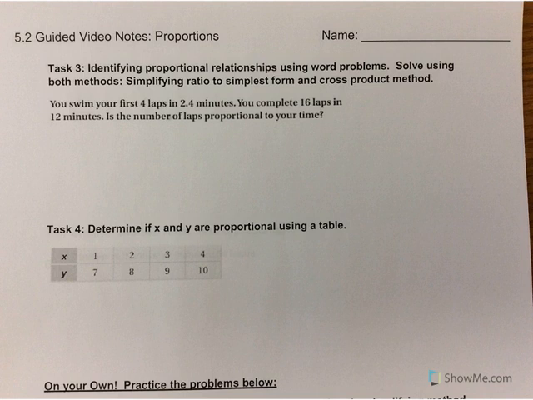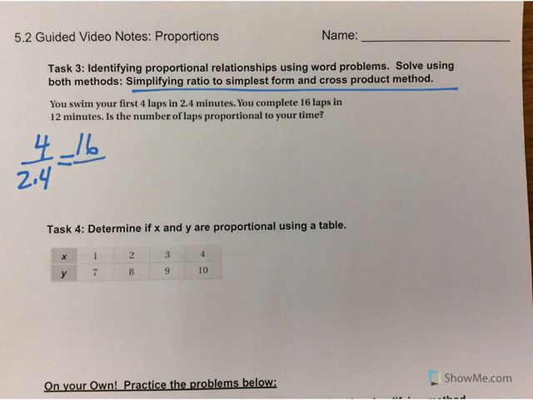They want us to practice both methods here, simplifying and the cross products. So if we have 4/2.4, we want to know if that is equal to 16/12. In both cases, notice that we have laps over minutes: 4 laps over 2.4 minutes, 16 laps over 12 minutes. There are different ways we can set this proportion up, but we want to keep the 4 and the 2.4 together. If I put laps over minutes, then in the other fraction I would also need laps over minutes.